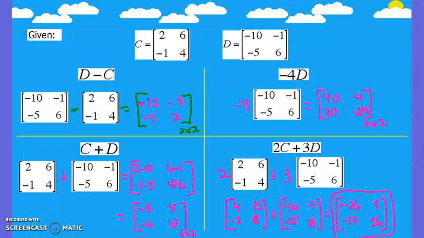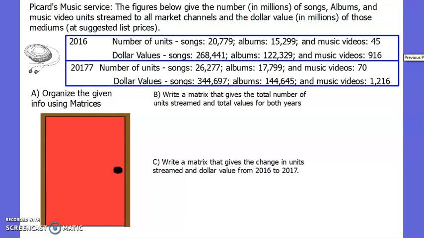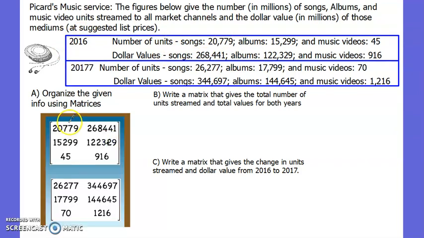Finally, one way we can actually use these matrices is in real-world problems. Oops, sorry, I went a little too far there. So again, if we've got a music service here, it's got units and dollar values and albums, lots of stuff going on. Basically, we can organize our matrices. So you'll notice the 2016 numbers. We've got 3 different units. We've got 3 different dollar values. So I went ahead and organized in 3 rows and 2 columns. These would be our songs, our albums, and our music videos. And then across the top, we've got our number of units and our dollar values.